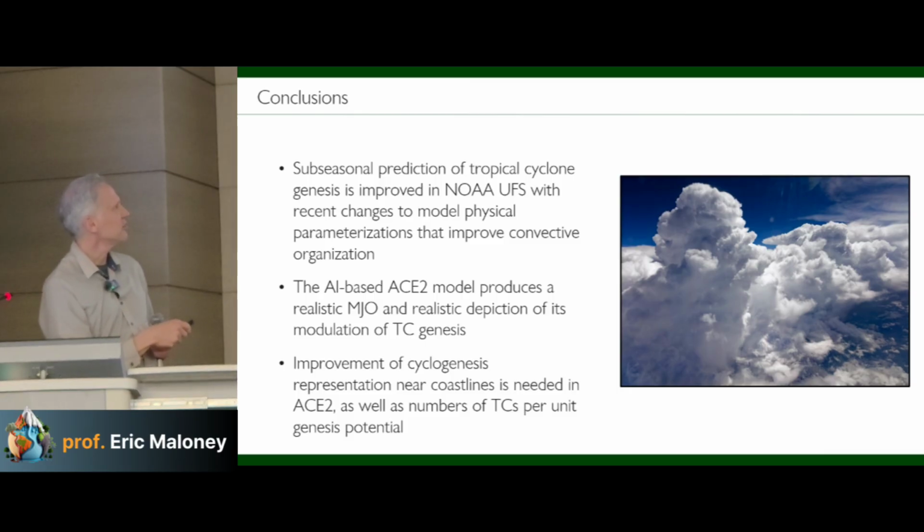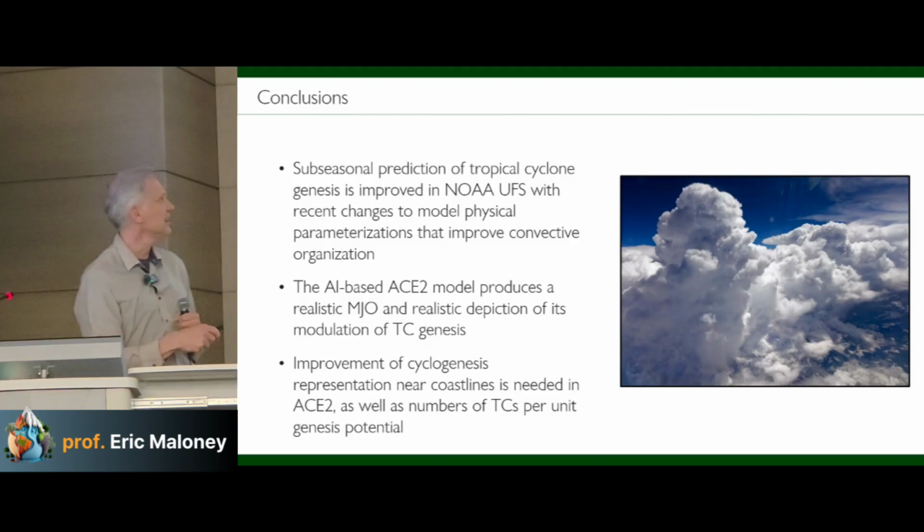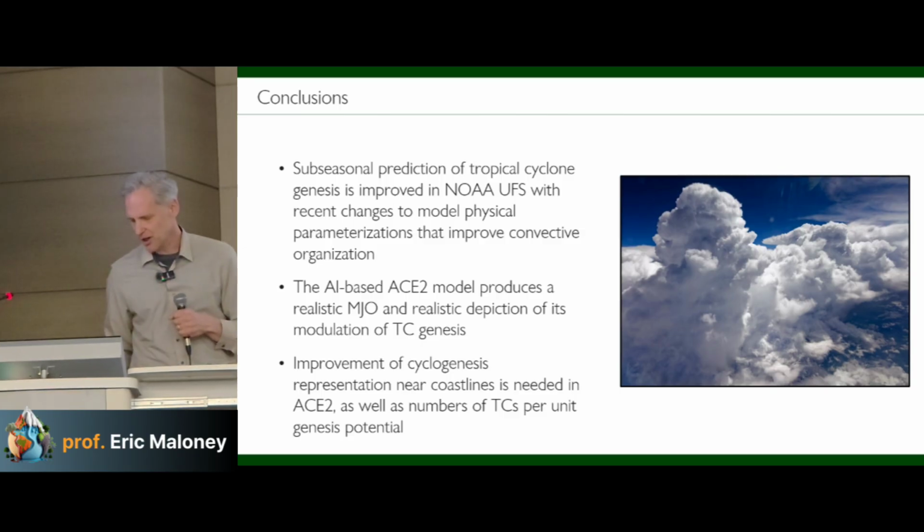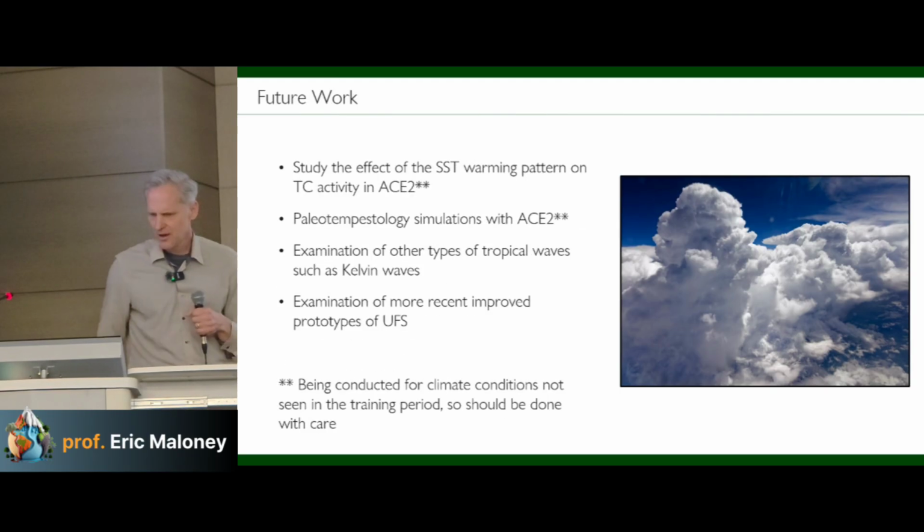But then I also showed you that there have been great advances made recently in AI-based models, particularly the Allen Institute emulator that I showed you, that produces a realistic MJO and a realistic depiction of its modulation of tropical cyclone genesis. And models like this could be an incredibly useful tool for doing subseasonal prediction of tropical cyclone activity in various basins. Of course, the model has some caveats as well that I just talked about.